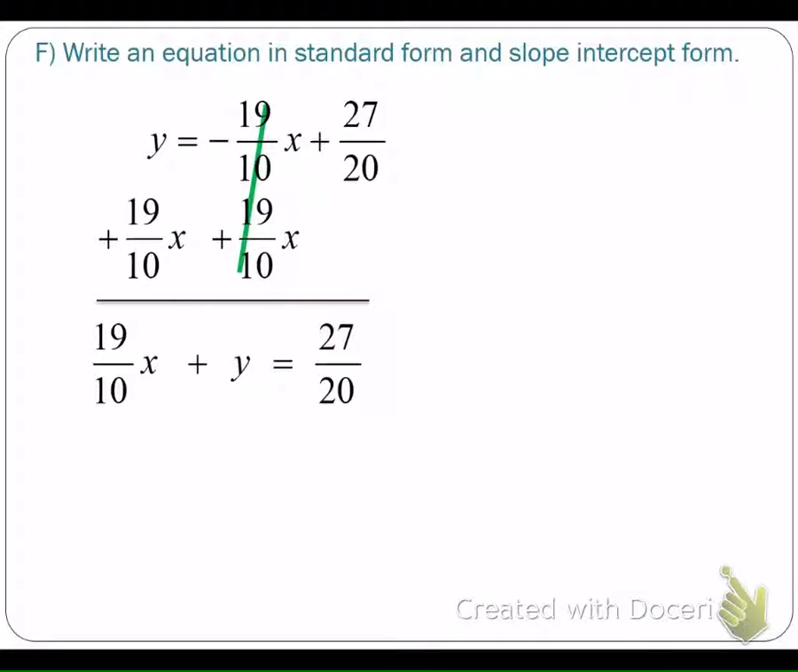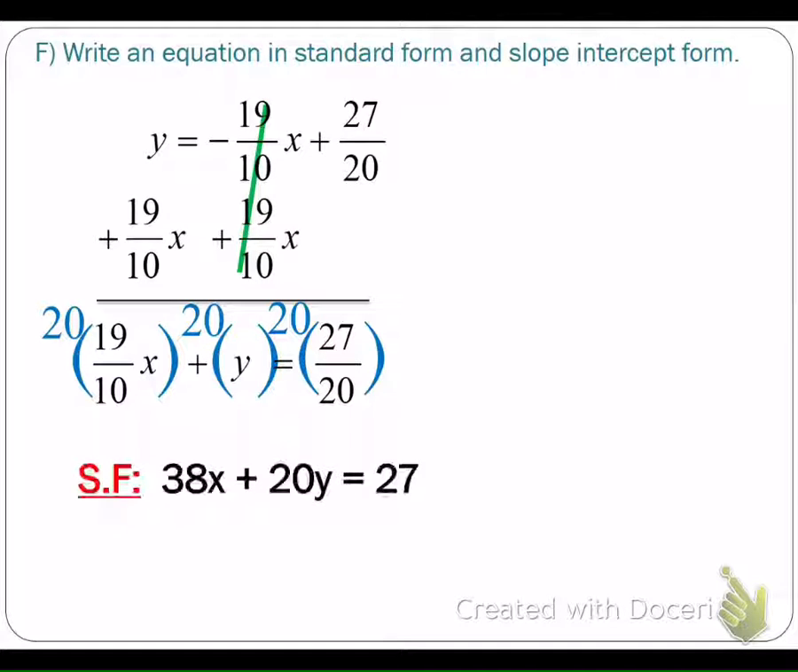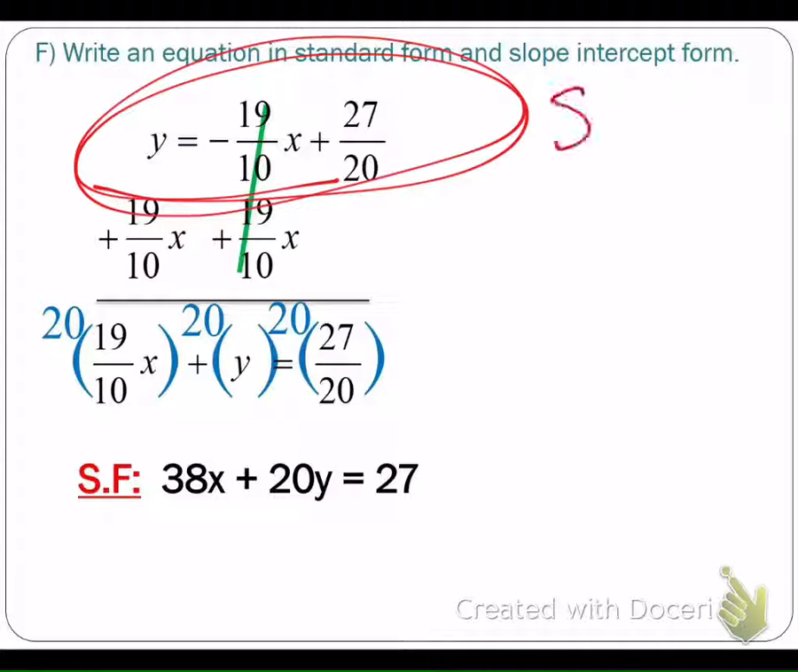10 will not get rid of this guy. 2, 5, 20. Multiply everything by 20. Here, you'll just have a 2 left over, so you have to do 2 times 19. Here, you'll just have a 20y. Here, you'll just be left with the 27 because these will be 1 and 1. So my final answer in standard form is 38x plus 20y equals 27. If you missed it on the last slide, this right here was the slope-intercept form, okay?